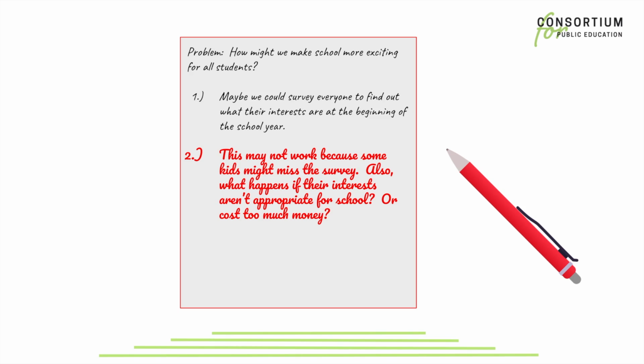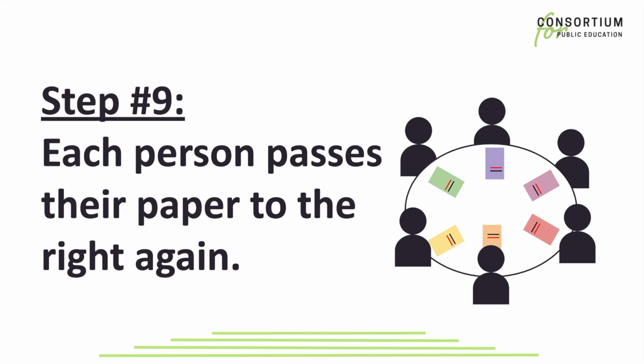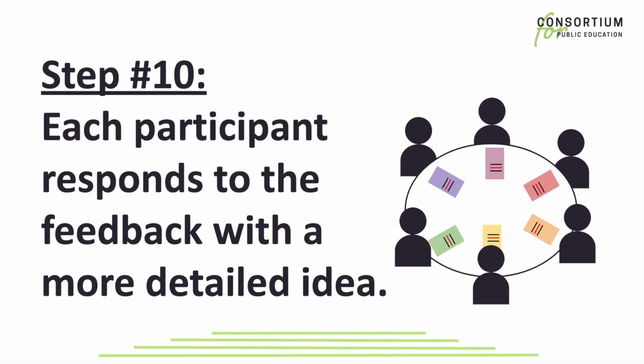For example, we start again with the idea about creating student surveys. However, this time, the next person gives this feedback, saying it may not work because some kids might miss the survey. Also, what happens if their interests aren't appropriate for school or cost too much money? Now, step 9, each person passes their paper to the right again. And then step 10, each participant responds to the feedback with a more detailed idea.